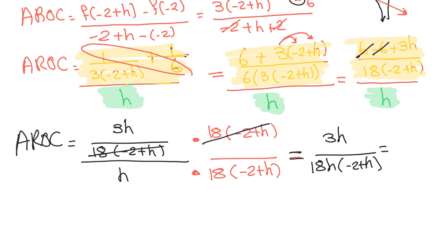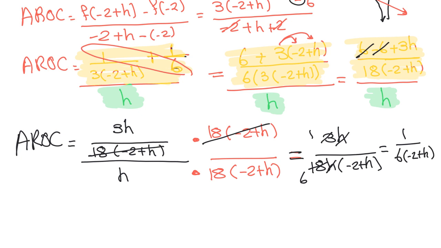Now, simplifying even further, I see the h can cancel away with the h. And the 3 and the 18, each one of them are divisible by 3. So this would be a 1, this would be a 6. So you will have 1 over 6 times the negative 2 plus h.